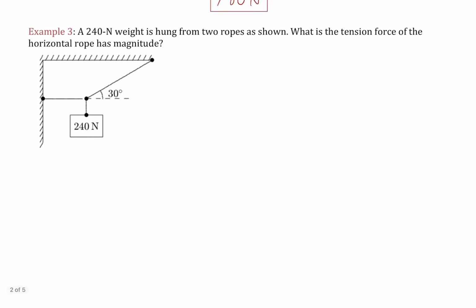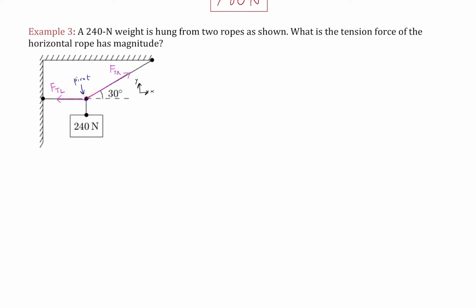All right, so I have another simple problem. This one we could have done in the previous chapter, but it definitely fits the bill of having the look of a static equilibrium problem. A 240 Newton weight is hung from two ropes as shown. What is the tension force on the horizontal rope? I guess in magnitude, okay, as a magnitude.